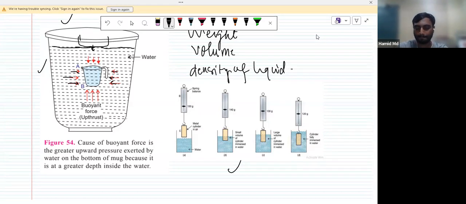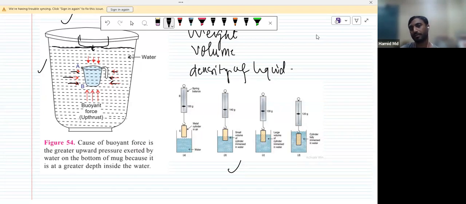The water is reducing the weight of the object as soon as it's fully immersed. So this is one of your observations. What is your observation? Tell me again. That the water is reducing the weight of the object as soon as it's fully immersed.